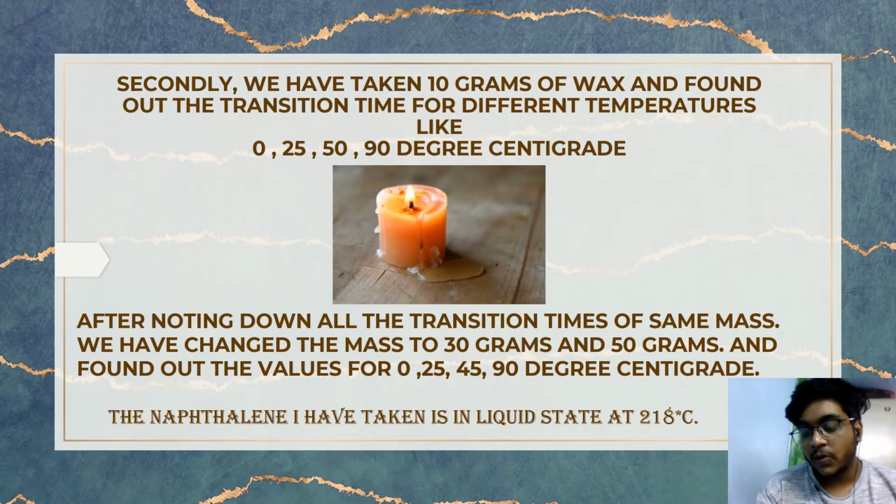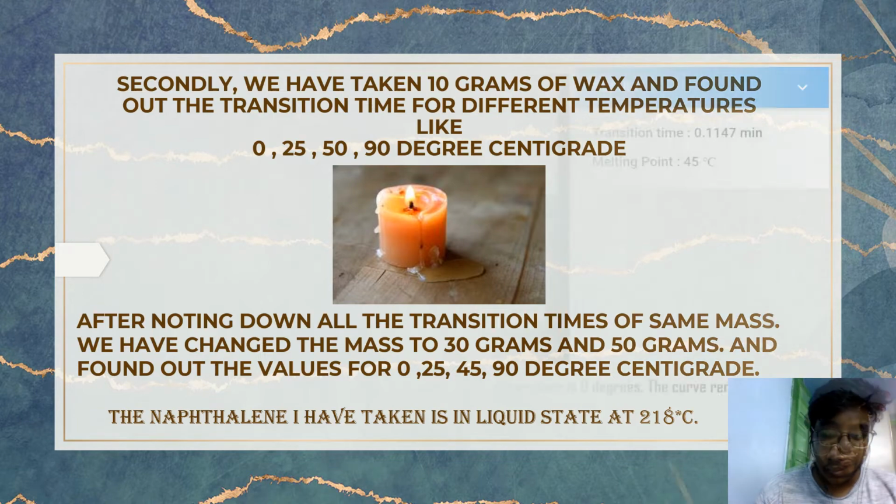Now let's come to the second substance. The second substance name is wax. We have taken 10 grams of wax and found the transition time for different temperatures like 0, 25, 45, 90. After noting down all the transition times of the same mass, we have changed the mass to 30 and 50 grams and found out the values for 0, 25, 45, 90 degrees centigrade. The naphthalene I have taken is in liquid state, which is at 208 degrees Celsius.